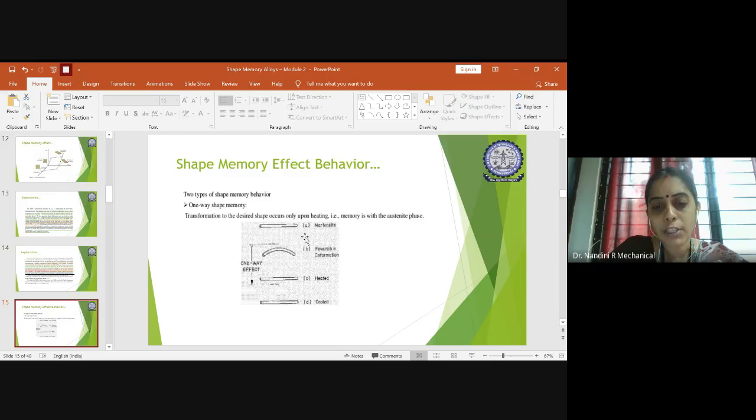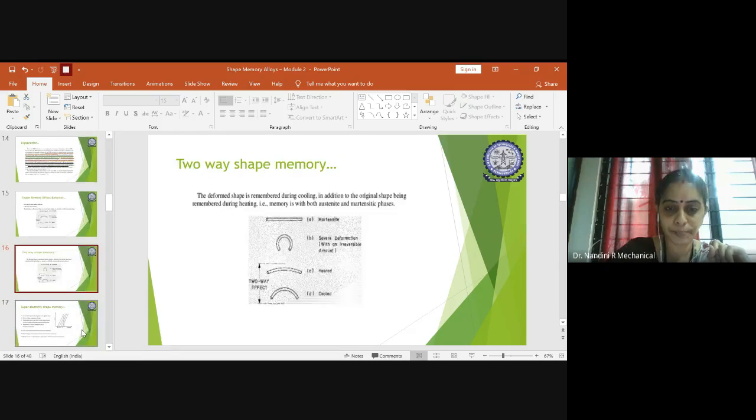So here is the austenite phase with respect to the cooling. With respect to heating, you have just the austenite phase. So the memory concept here will be related to the austenite phase only, and it is a one-way effect. It cannot come back. So this is the one-way shape memory effect.